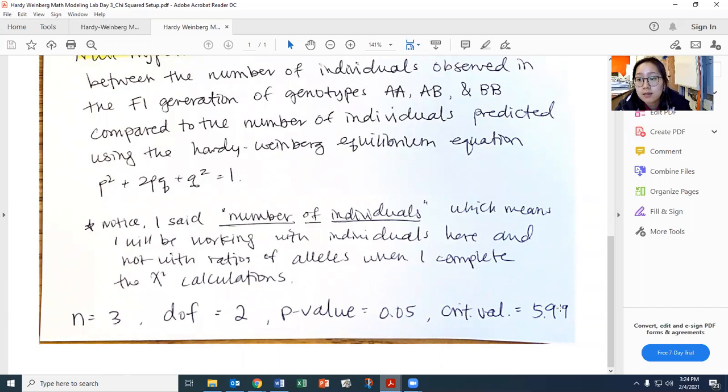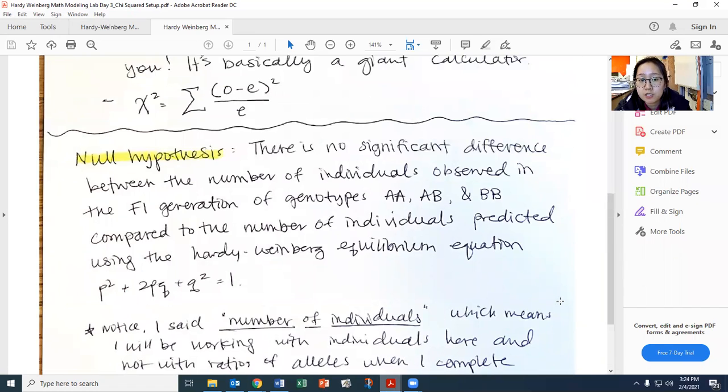This means that we failed to reject that there is no significant difference between the number of individuals observed in the F1 generation of genotype AA, AB, and BB compared to the number of individuals predicted using the Hardy-Weinberg equilibrium equation, p squared plus 2pq plus q squared equals 1. You can literally restate your null hypothesis.